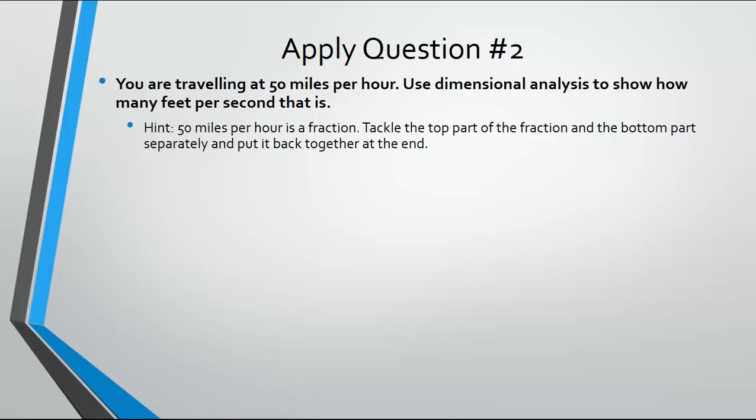All right, and the second apply question is this one on your screen. You are traveling at 50 miles per hour. Use dimensional analysis to show how many feet per second that is. Now, you're going to start with 50 miles over 1 hour, and I'm going to give you a hint.